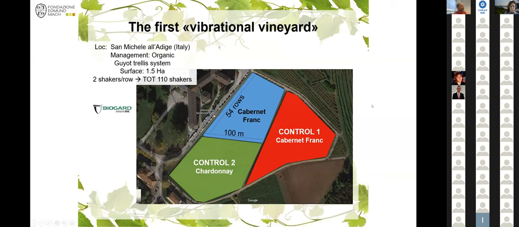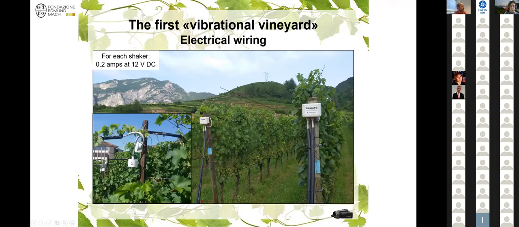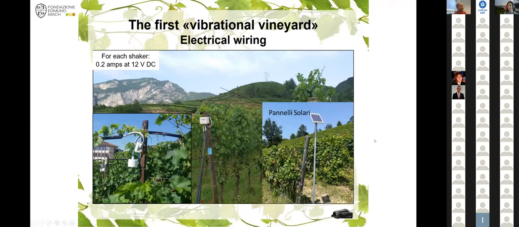But our indication seems that it's very promising. This is the vineyard, and the first vineyard that we made, the energy was supplied by cables. That is just for an experimental vineyard, of course. And you see, these are the first shakers that we used, attached to the pole and not to the wire. But in a second vineyard that we made in Piedmont, we started using solar panels.